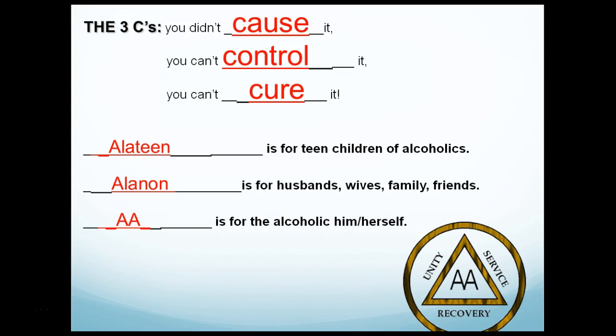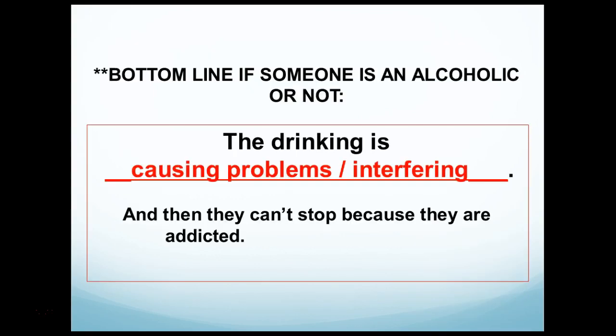We have Al-Anon and Alateen, which are places for people affected by addiction to go and get help. They teach us three things. They tell our children and our loved ones who are affected by people's alcoholism that you didn't cause it, you can't control it, and you can't cure it. Those are the real things they strive for when you go to a meeting if you are a child or a family member affected by alcoholism. Alateen is for the children of alcoholics. Al-Anon is really for everybody: the husbands and wives, family members, and friends of alcoholics. And AA is for the alcoholic himself to get the help that they need.